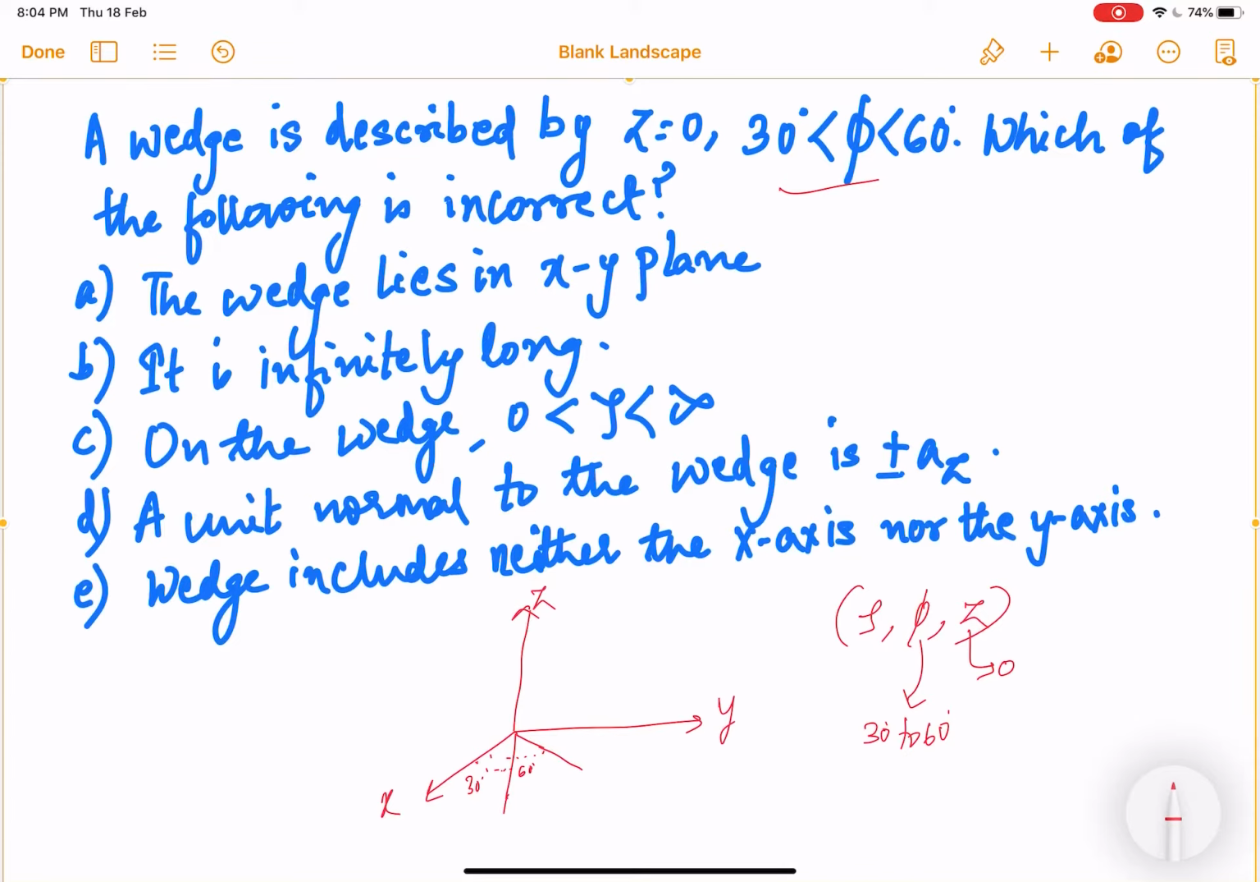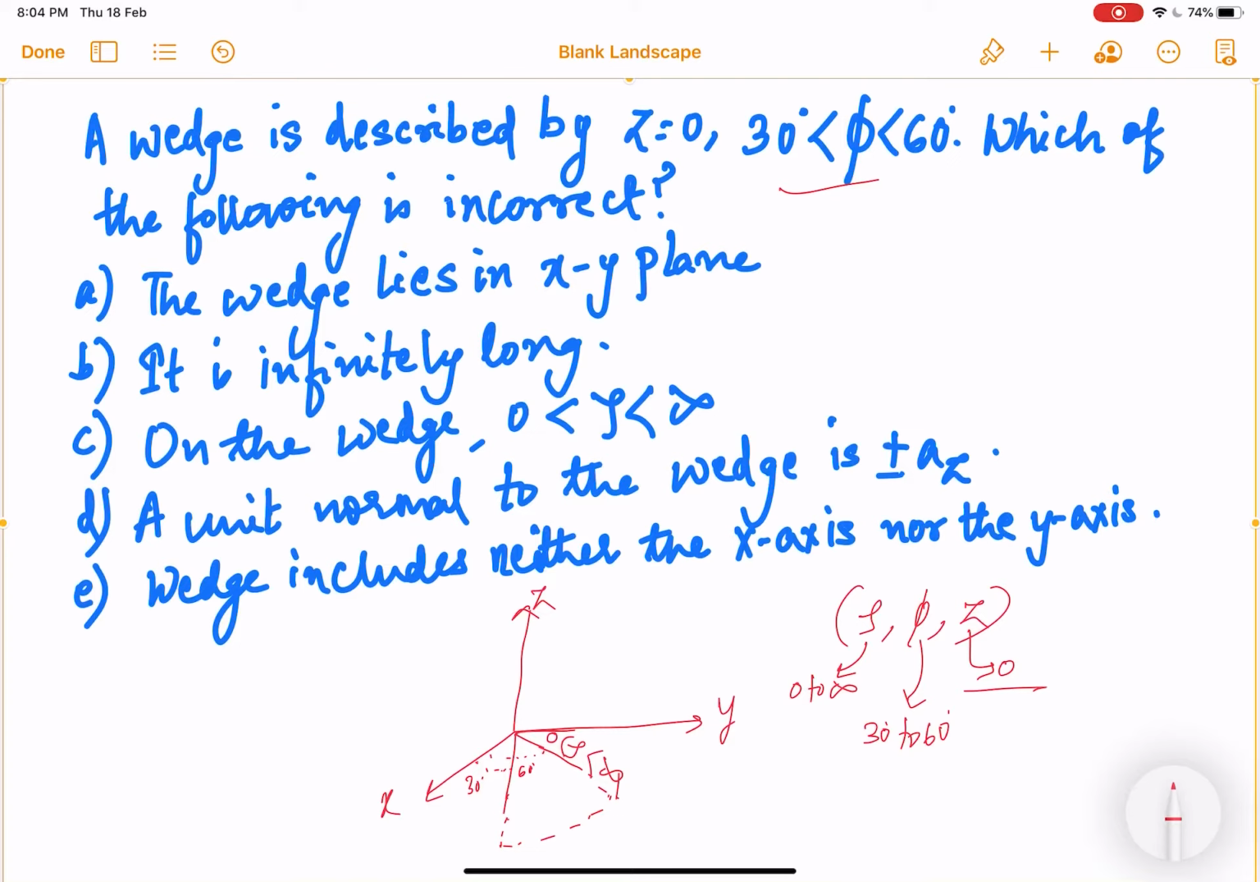Then this is what you'll get. And since rho is not given, rho can be anything between 0 to infinity. As you can see, this structure can vary up to infinity, because rho is variable from 0 to infinity, and this has got no height. That is because z is 0, so it's completely on the xy plane, and it has no length as such.